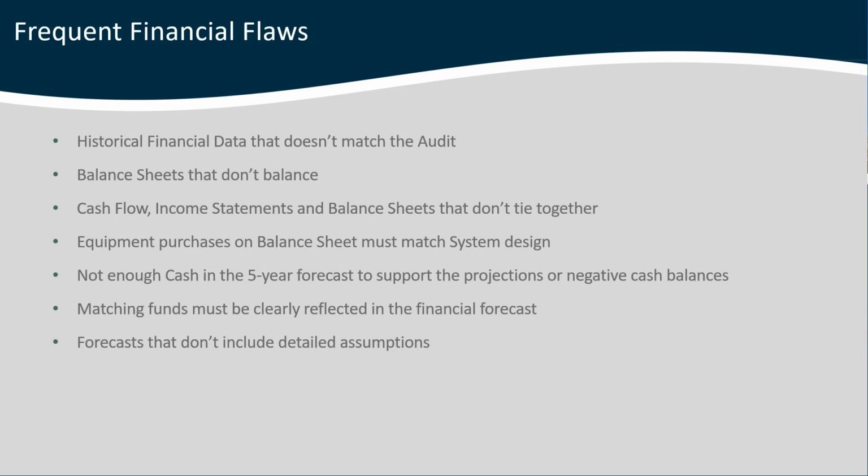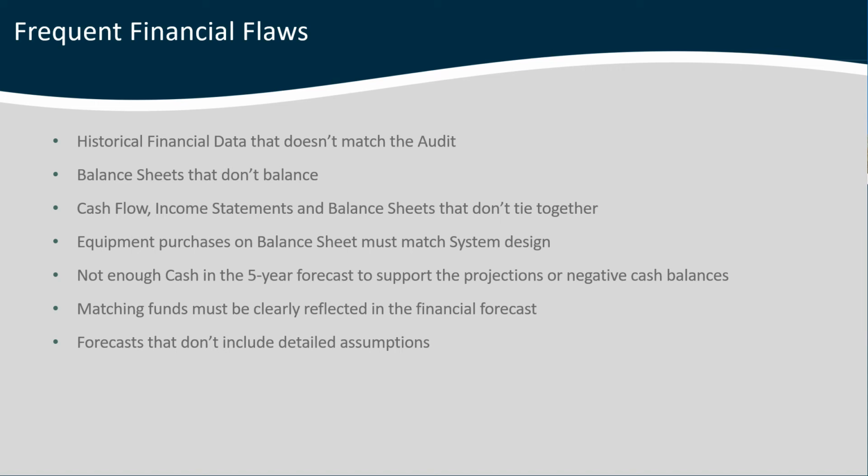In terms of frequent financial flaws, here are just a few. Historical financial data doesn't match the audit, so sometimes people provide that and it doesn't tie to the actual projections that they're making. Sometimes people make basic financial errors like balance sheets that don't balance, or cash flow, income statements and balance sheets that don't tie together. Equipment purchased on the balance sheet must match the system design. So if you have a grant project of $1 million, that should be consistent with what's flowing into your financial projections.